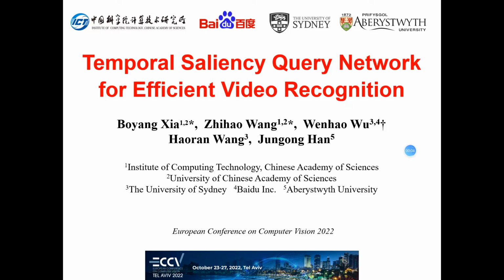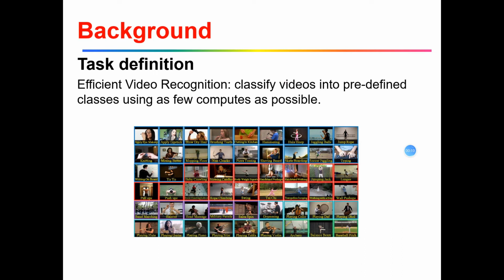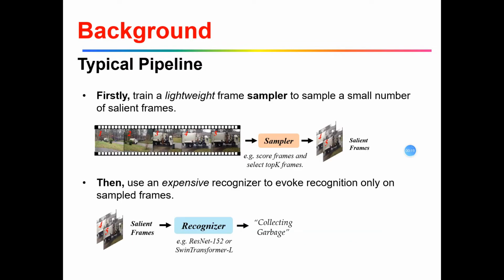We present Temporal Saliency Query network for efficient video recognition. Efficient video recognition is to classify videos into predefined classes using as few computations as possible. As a line of efficient video recognition methods, the temporal sampling-based method includes two stages in this typical pipeline.